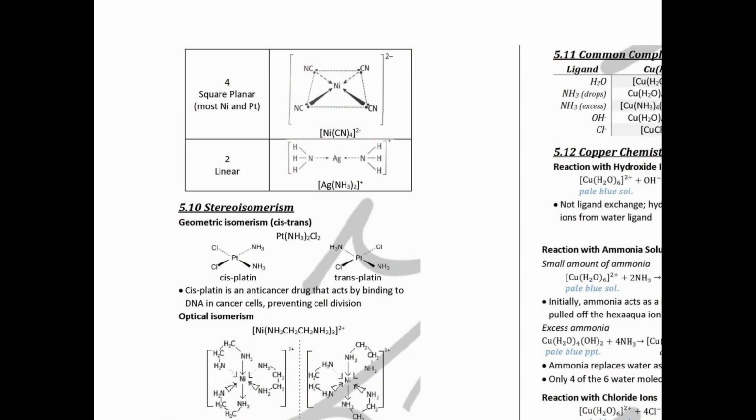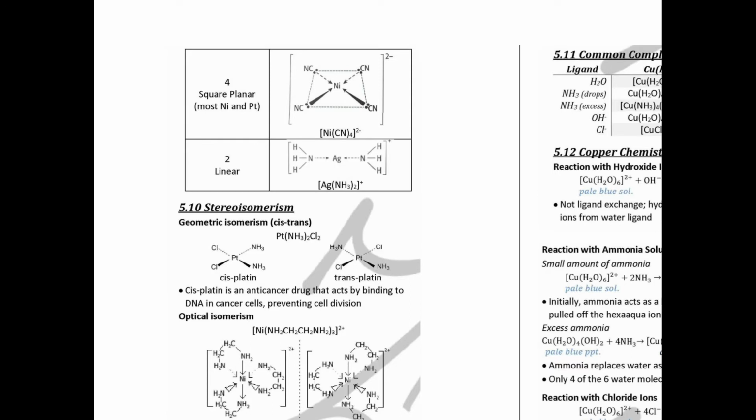So just now on page 3, I mentioned that when they are having 4 coordinate bonds, it is tetrahedral. But sometimes they form square planar. Square planar. Okay? So square planar when it forms. Most nickel and platinum will form square planar.